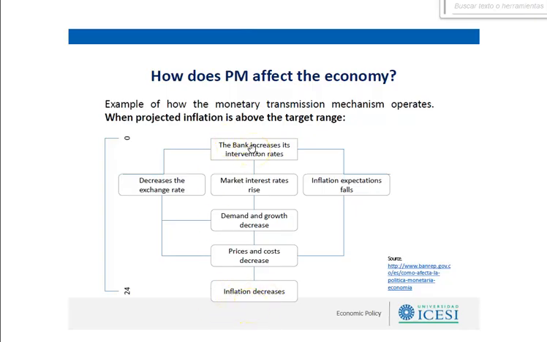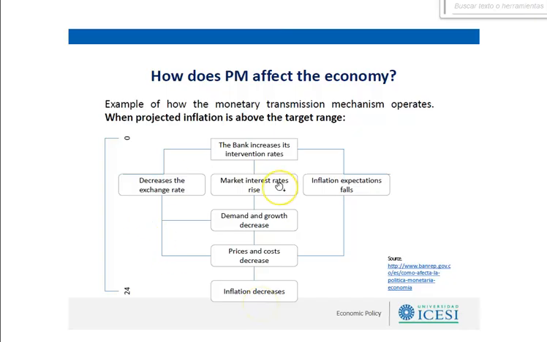Finally, there is also a direct effect on the expectations. If the bank increases the intervention rates, then agents change their expectations on inflation. They will expect inflation to fall, and then this expectation will make actually the prices fall and then inflation decrease.